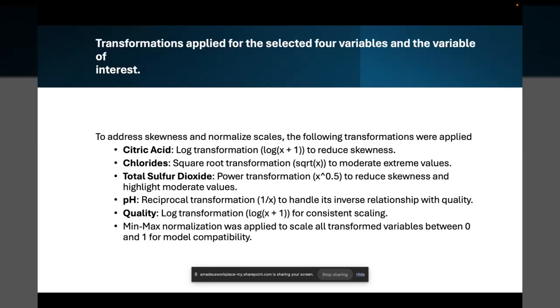To address these skewed distributions which we have observed from the previous slides, we have applied specific transformations. For the citric acid variable, a log transformation to reduce skewness. For chlorides, a square root transformation to moderate extreme values. For the total sulfur dioxide variable, a power transformation to highlight moderate values. For the pH variable, a reciprocal transformation to manage its inverse relationship with quality. For the quality variable, a log transformation for consistent scaling.